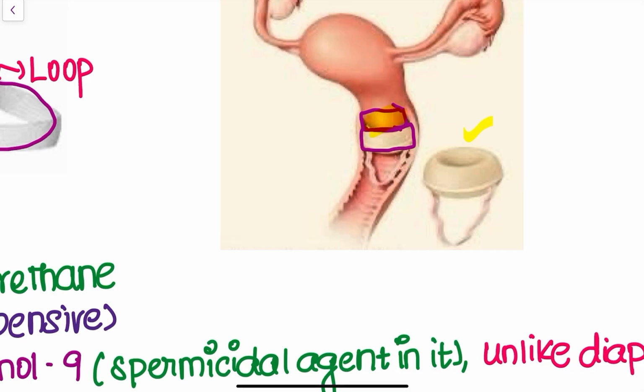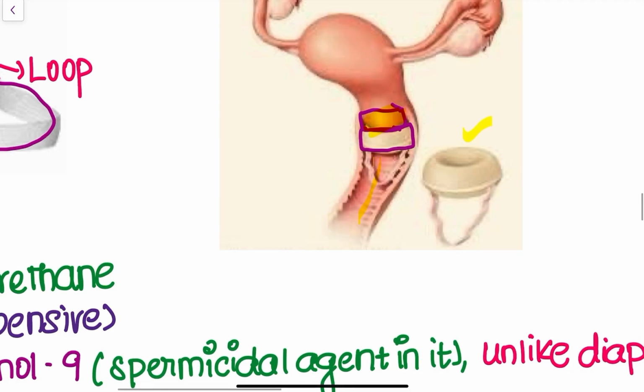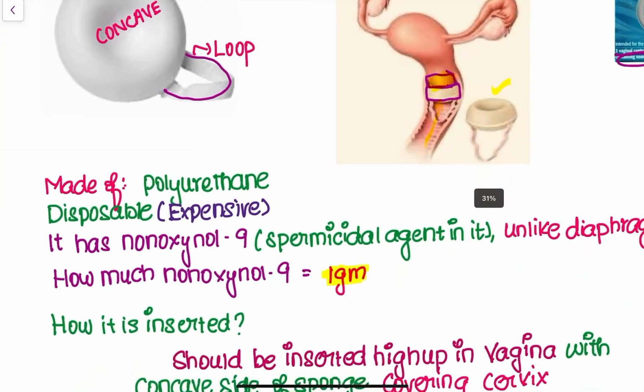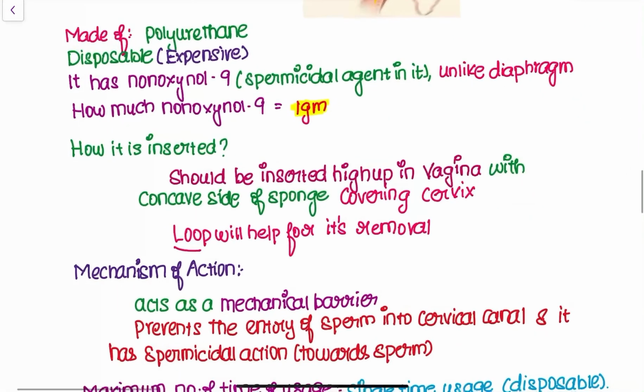So the cervical portion is actually covered by this Today Sponge. Therefore, when the intending couple is going to have the act of coitus, the sperm cannot access its further ascent or further entry beyond this barrier contraceptive. So that is the use of this barrier contraceptive. Now you may have a doubt: why does this Today Sponge come with a loop?